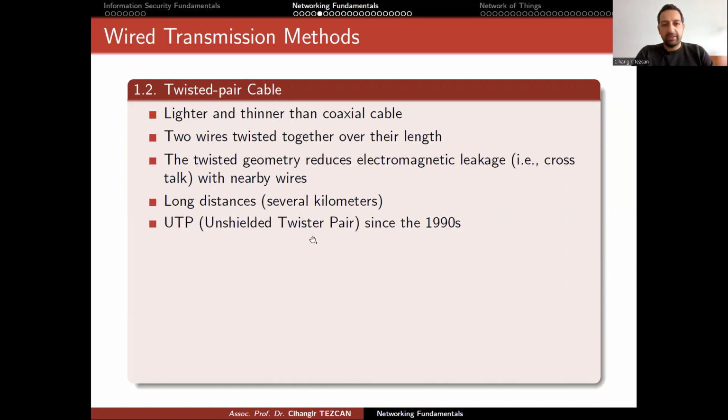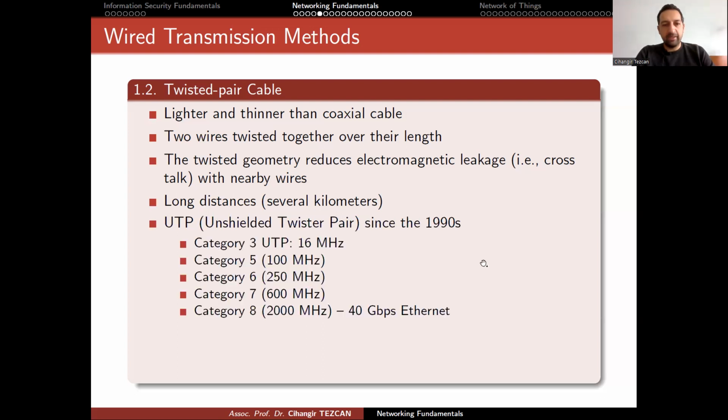It is unshielded twisted pair since the 1990s, and there are many categories for this kind of cable. And probably you heard some of them. For instance, when you use an Ethernet cable, you will talk about things like Cat4, Cat5, Cat6. So Cat5 is actually most of the time the one we are using. If you have an Ethernet cable, most probably it is Cat5. And actually it allows up to 1 gigabit per second.